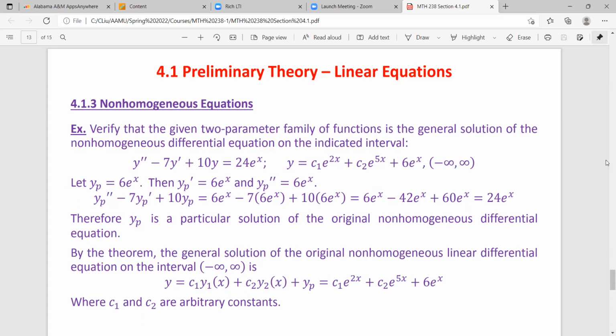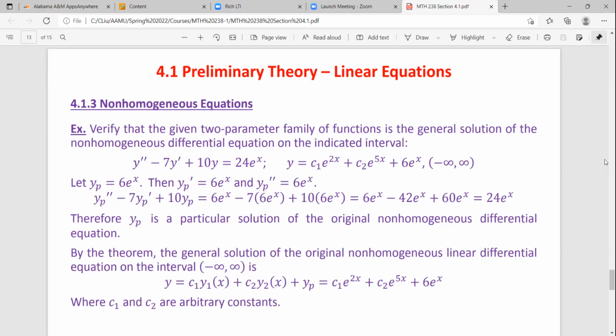All right. So let's just do one example. Verify that the given two-parameter family of functions is the general solution of the non-homogeneous differential equation on the indicated interval. So again, we're not trying to solve the non-homogeneous equation. We have not talked about even how to solve a homogeneous differential equation at this point. So we just want to verify. The solution is given and we just need to verify it.